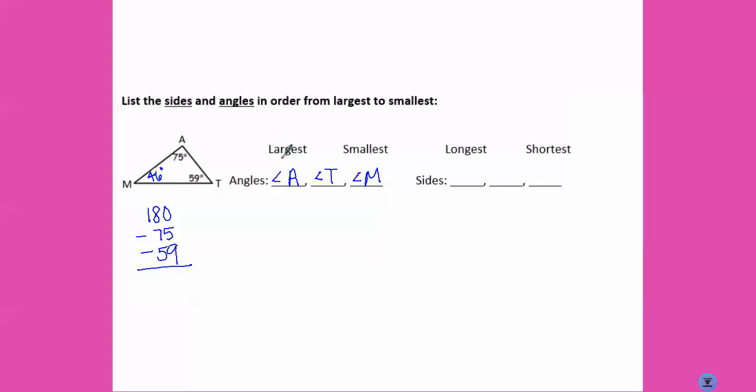So across from the largest angle is going to be the longest side, which is MT. Medium angle across from the medium side, so side MA, which leaves AT to be our shortest side.